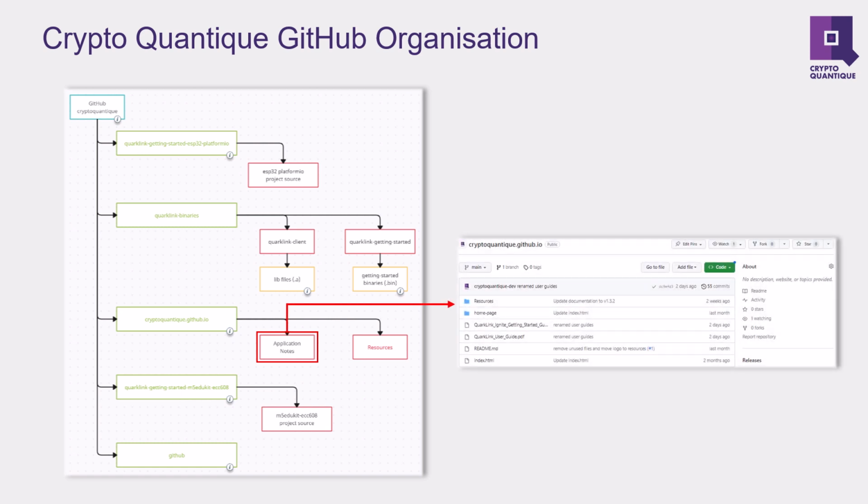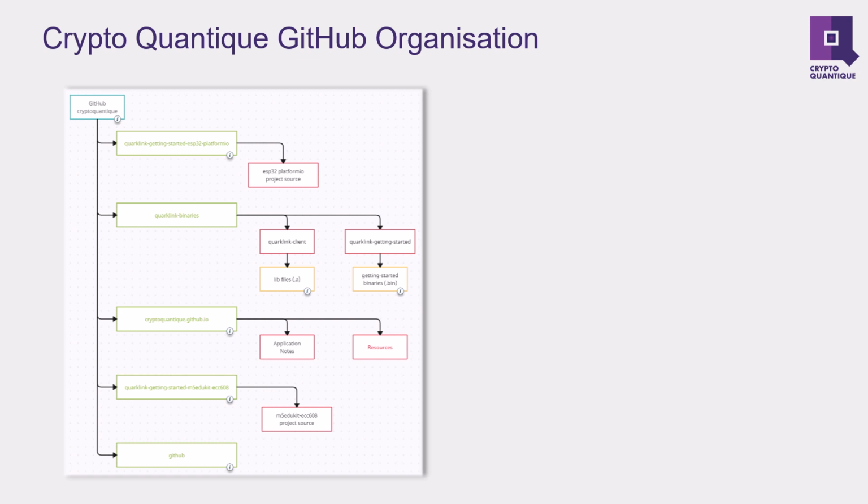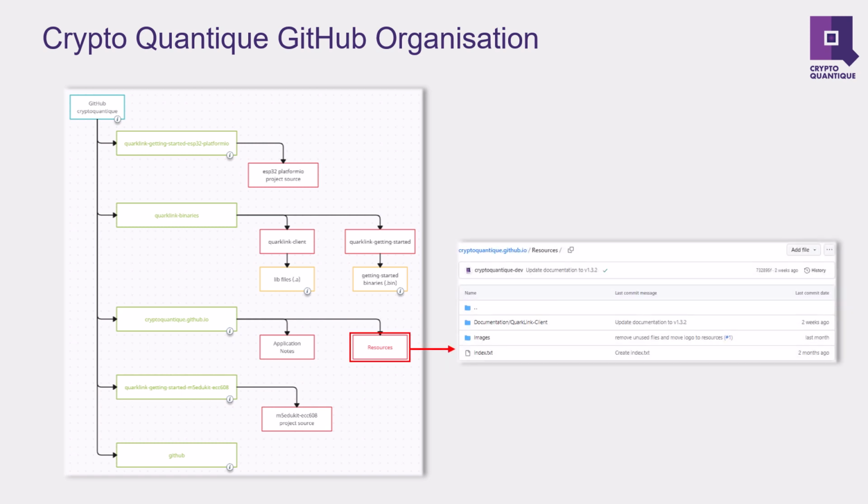Under the github.io folder, you'll find all the applications that you need to use the QuarkLink security platform. Here you'll find the user guide for the QuarkLink and a getting started guide, which will take you through a process of provisioning an IoT target device. Also under the GitHub.io directory, you'll find the Doxygen documentation for the QuarkLink client library.